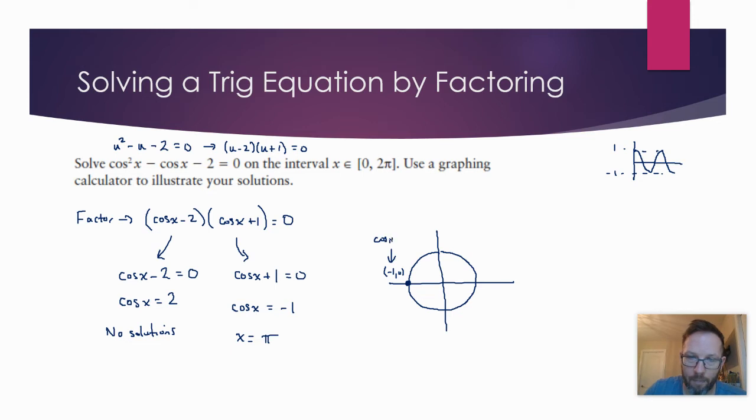Cosine of pi is -1. And this is the only solution on 0 to 2 pi. We've shown it. We've looked at all the cases. Cosine can't be 2. And the only value between 0 and 2 pi that gives a cosine of -1 is pi itself. So the only solution on our interval from 0 to 2 pi is x equals pi.